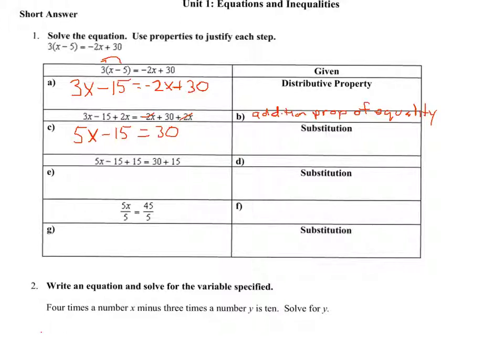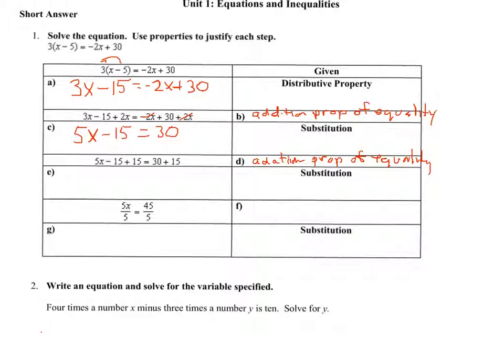That's substitution. Next, again, they don't give us a property. They show us that, let's see what we did to both sides. Again, we added something to both sides. So again, that's the addition property of equality. And that's D.